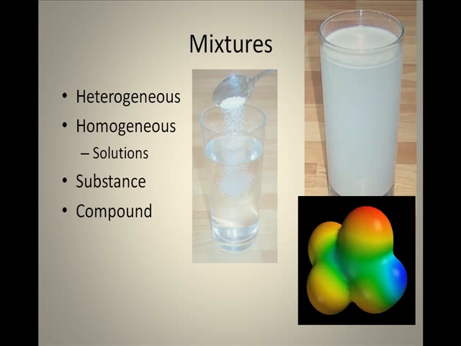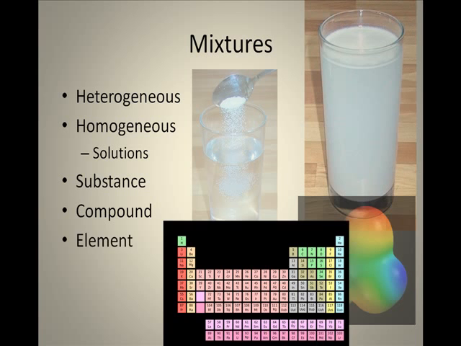A compound is a substance that can be decomposed by chemical means, always found in the same ratio by mass, so the atoms combine in fixed ratios, like water being 2 hydrogen atoms and an oxygen atom. That's a form of a chemical compound.